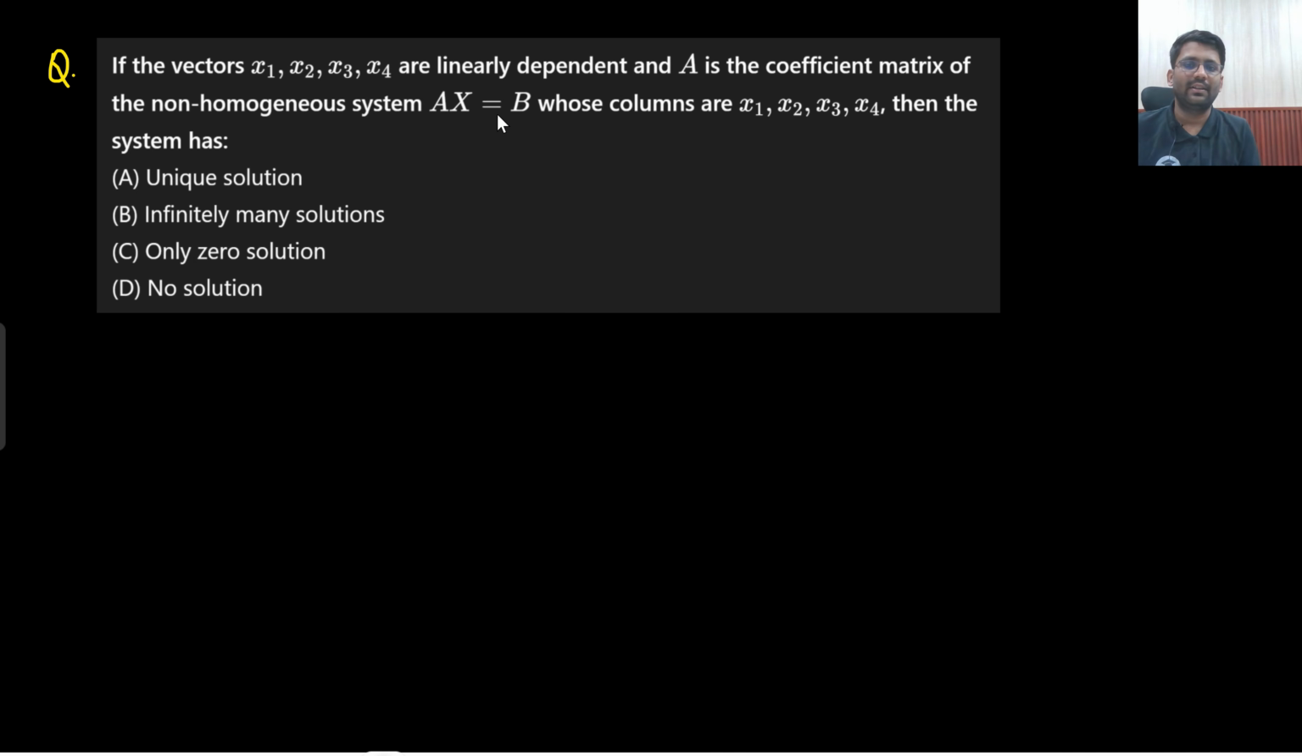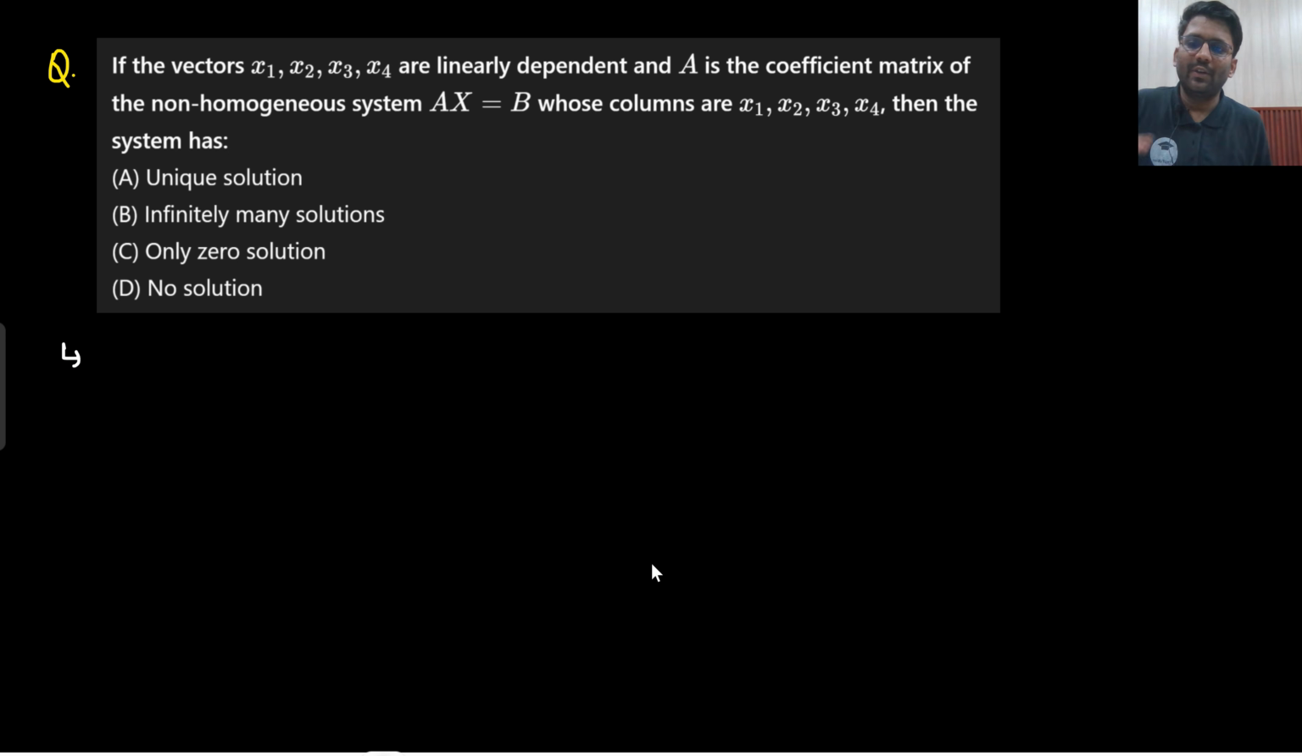The same question, but this time Ax equals b. Understandable? So what will be the answer? It will have no solutions, infinitely many solutions, unique solution, or only zero solution. Think about it. Pause the video and think about it. I will drink some water and then I will tell the solution.